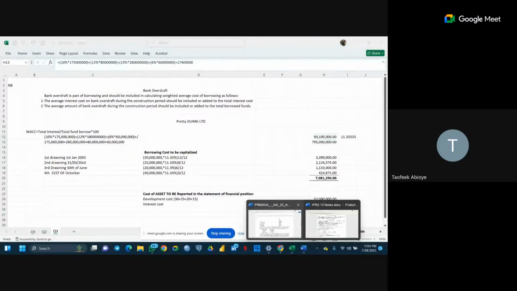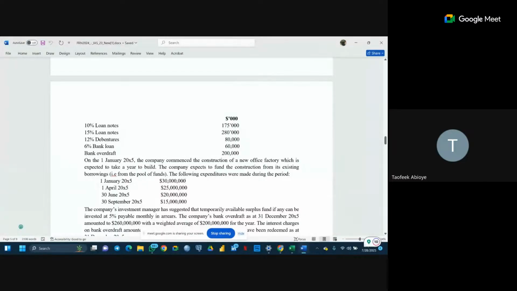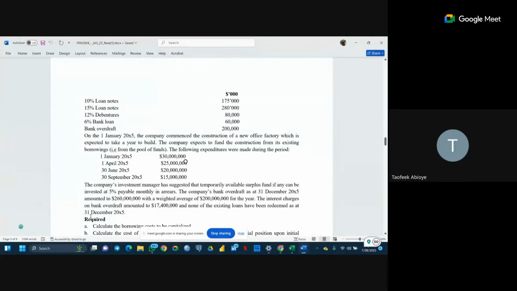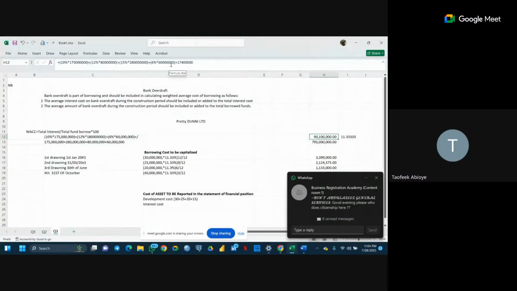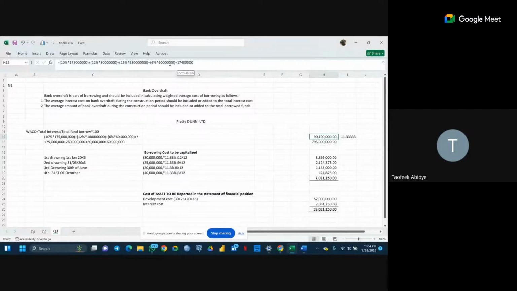And this is it here on the question. We are given here that the interest charges on the bank overdraft amounted to 17,400,000, which means that we are not going to calculate this bank overdraft again. We are only going to calculate this one plus this one plus this one. The interest on this bank overdraft has been given to us directly as 17,400,000. Let me add it here.